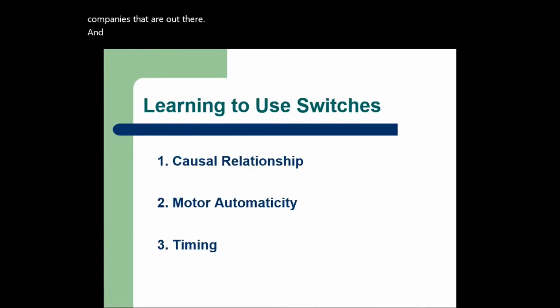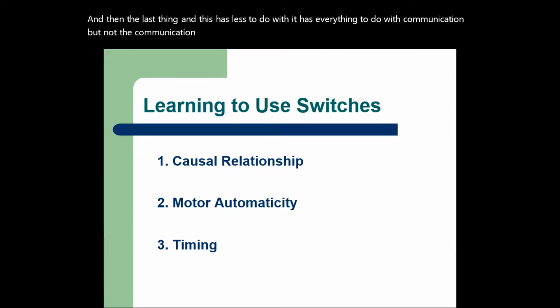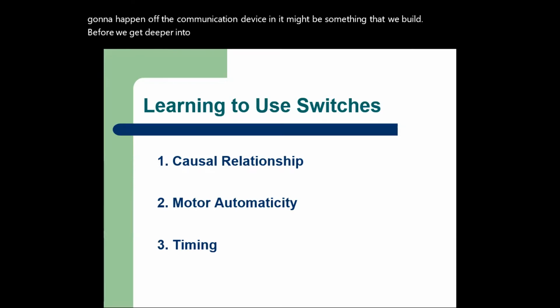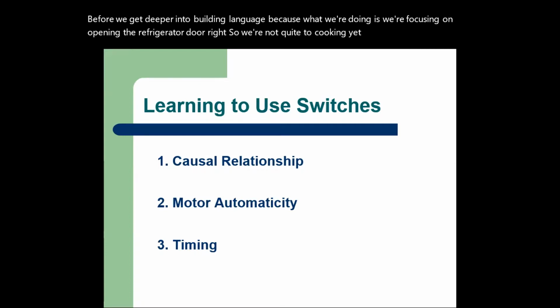And then the last thing, and this has everything to do with communication, but not the communication device. If we are using switches, we have to teach the person that the relationship between moving the switch and picking the switch does something on the screen. Sometimes that's going to happen on the communication device, sometimes it's going to happen off the communication device, and it might be something that we build before we get deeper into building language. Because what we're focusing on is opening the refrigerator door, right? We're not quite to cooking yet. We're practicing the opening of that door.